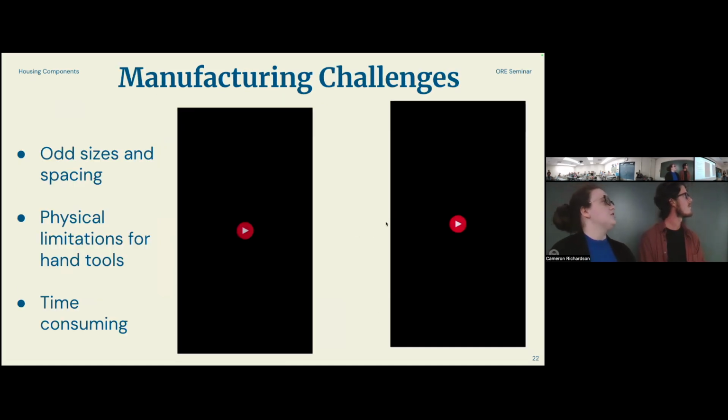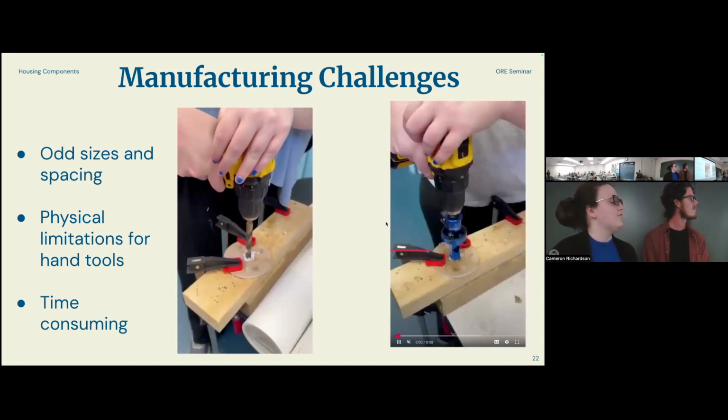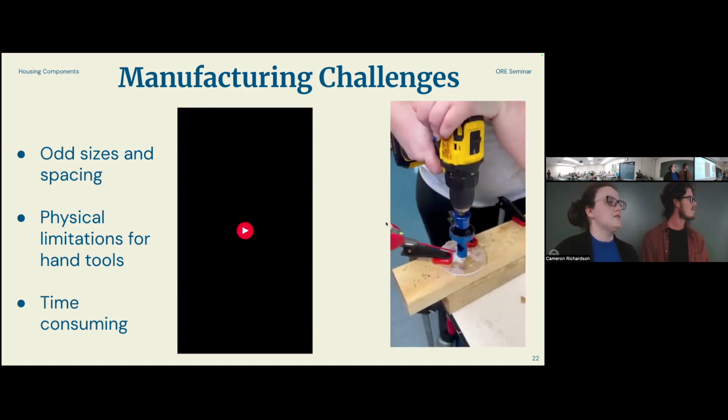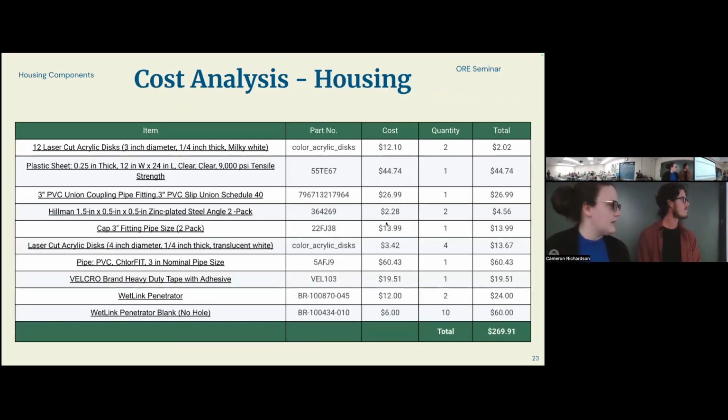Some manufacturing challenges were that in order to attach our pump, we had to use a pre-existing pump, which had generally weird spacing and odd hole sizes, which caused some issues with finding the correct tool to do that. Another was the physical limitations of hand tools, and they were generally time-consuming to create. Our cost was generally about $270 for the housing alone.